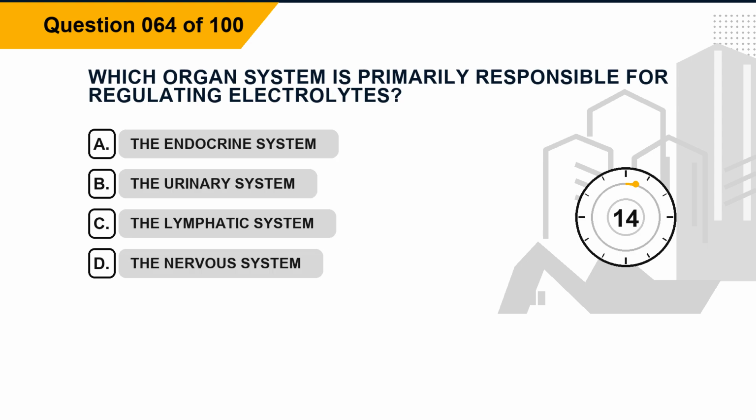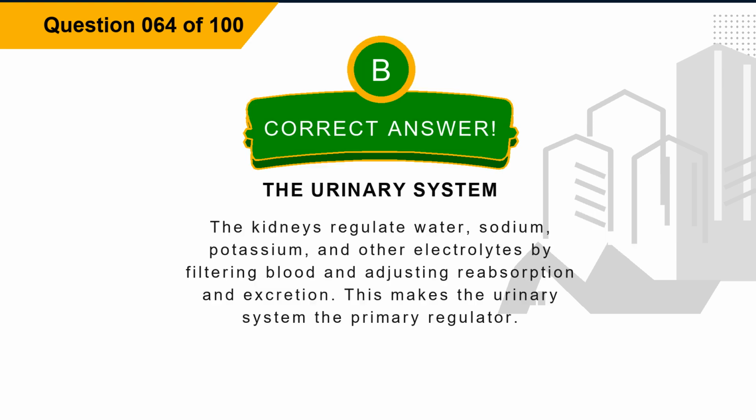Question 64. Which organ system is primarily responsible for regulating electrolytes? Option A, the endocrine system. Option B, the urinary system. Option C, the lymphatic system. Option D, the nervous system. The correct answer is option B, the urinary system. Explanation: the kidneys regulate water, sodium, potassium, and other electrolytes by filtering blood and adjusting reabsorption and excretion. This makes the urinary system the primary regulator.